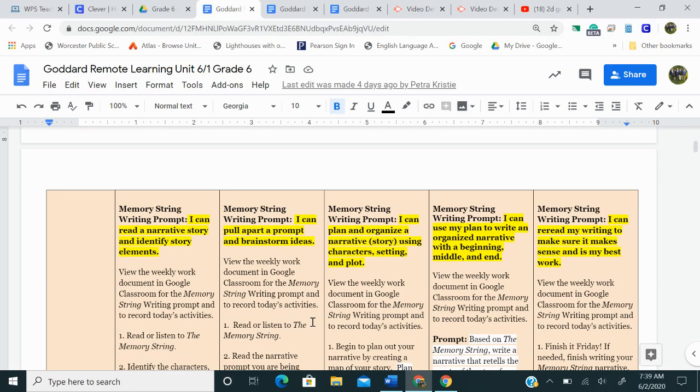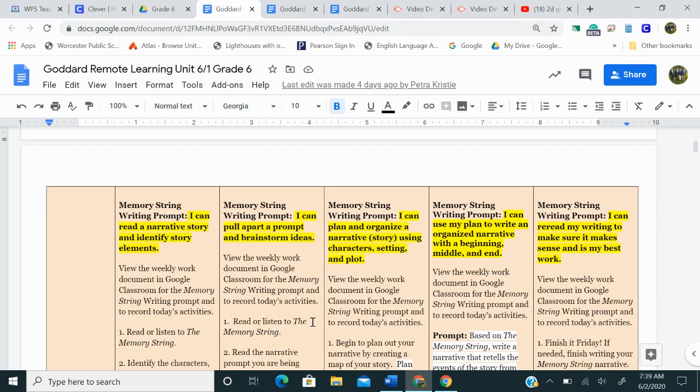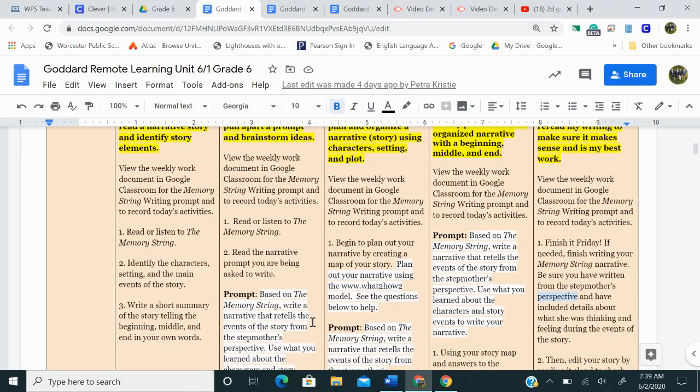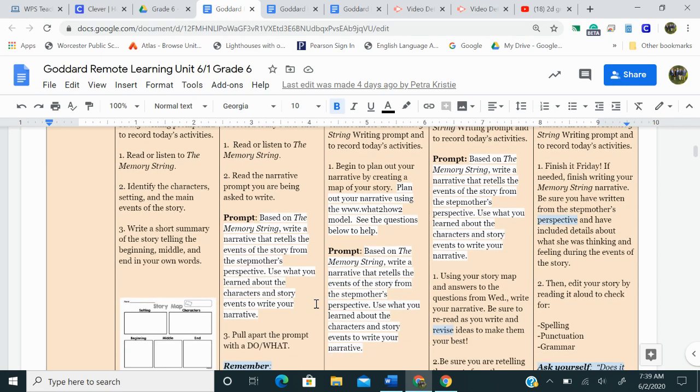So first, view the weekly work document in Google Classroom for the memory string writing prompt and to record today's activities. 1, you're going to read or listen to the memory string. 2, you're going to read the prompt you are being asked to write. Here is the prompt. Based on the memory string, write a narrative that retells the events of the story from the stepmother's perspective. Use what you learned about the characters and story events to write your narrative.